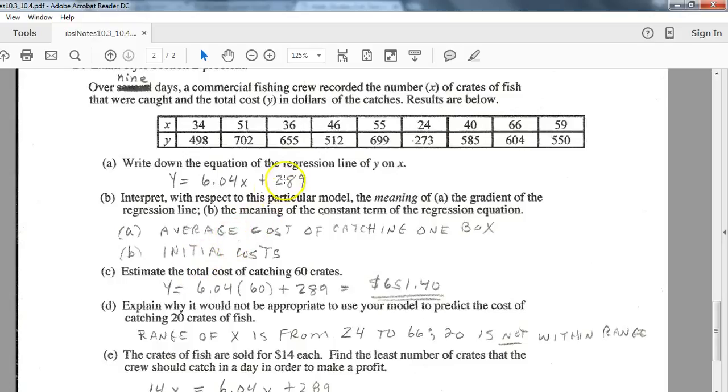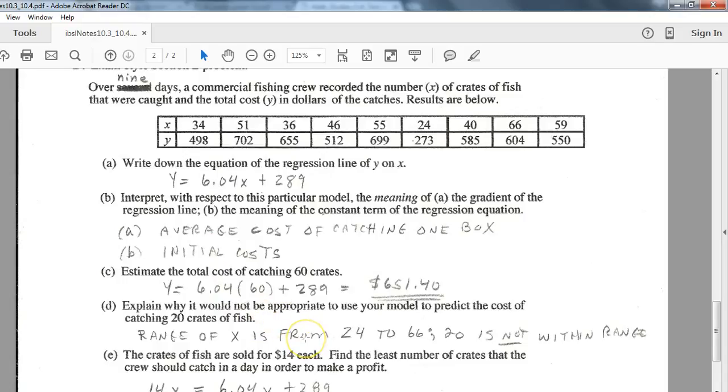What does the b value represent? That's your y-intercept. That's the initial cost that you would have. So it's automatically going to cost me $289, even if I don't sell any crates of fish. Remember, R is not gradient. So there's a big difference between what R means and what your gradient means. So make sure you know the difference on those. So the gradient compares your y to your x, and it gives you a rate of change, whereas R tells you how linear the relationship is between your data points.